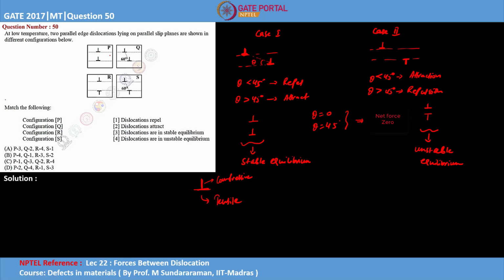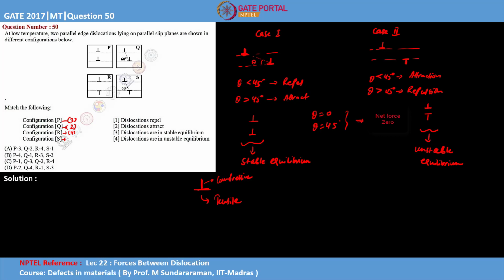In the P case, it's a stable equilibrium, so for P, option 3 will be the right match. For Q, since they are of the same sign and the angle between these two dislocations is greater than 45 degrees, that is 60 degrees, they will attract each other. So for Q, 2 will be the correct match. And for R, they are in equilibrium, but in unstable equilibrium, so option 4 will be correct.